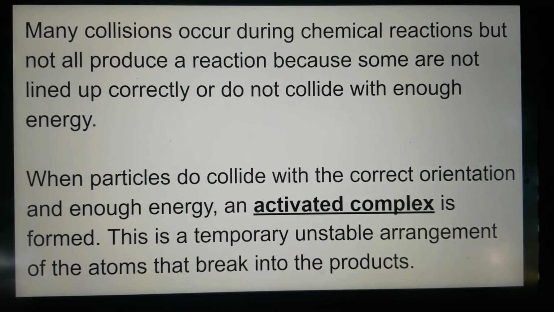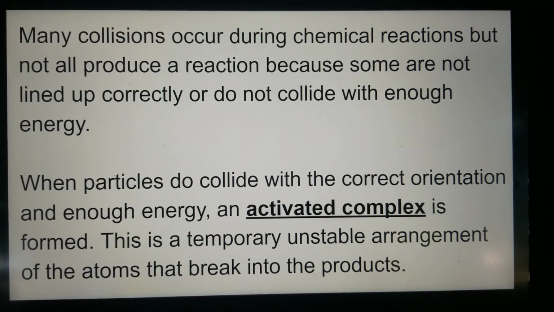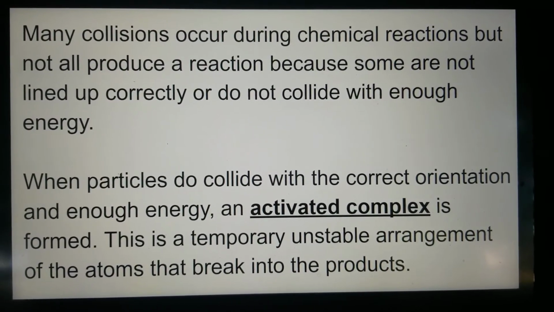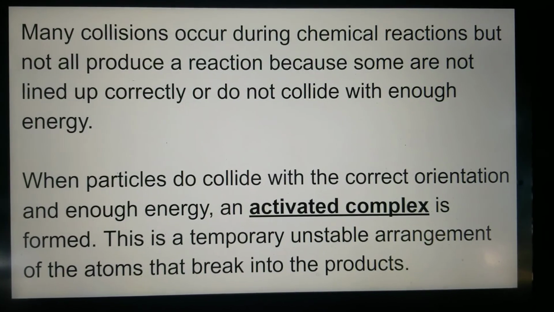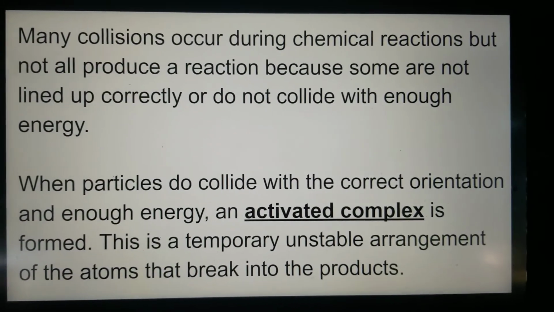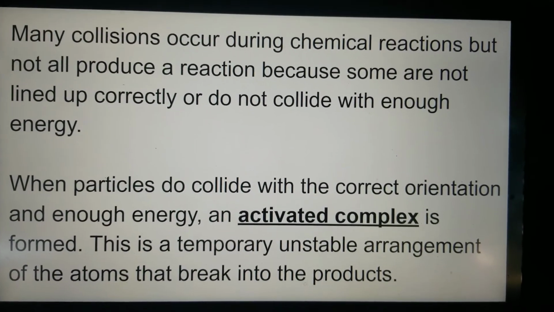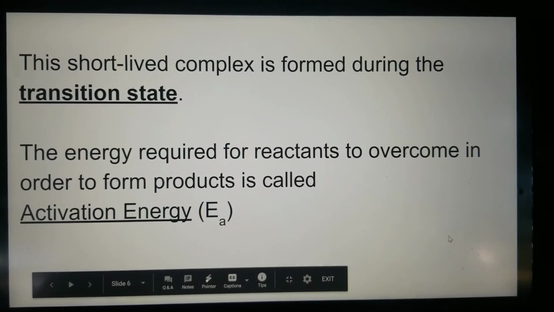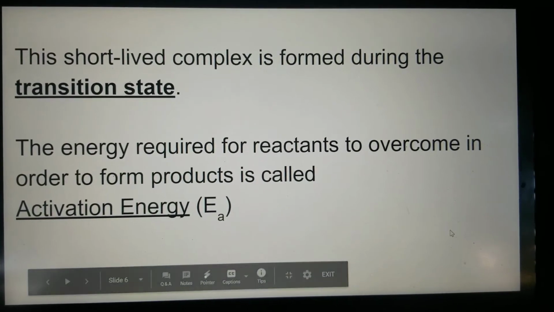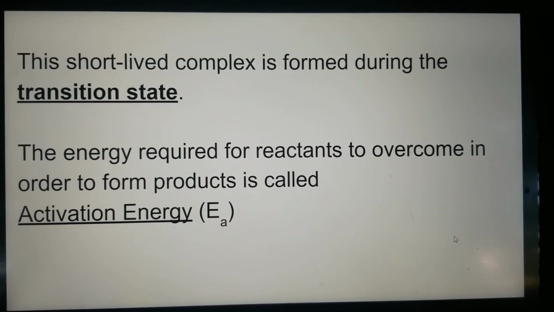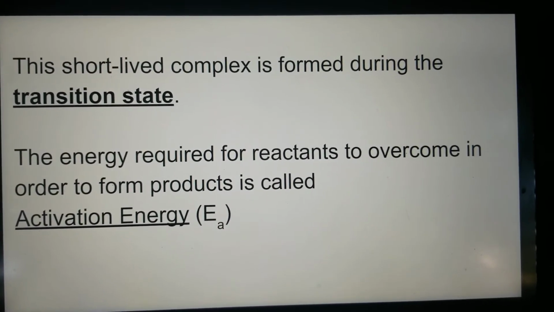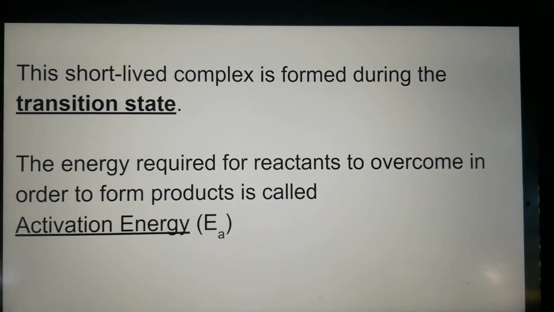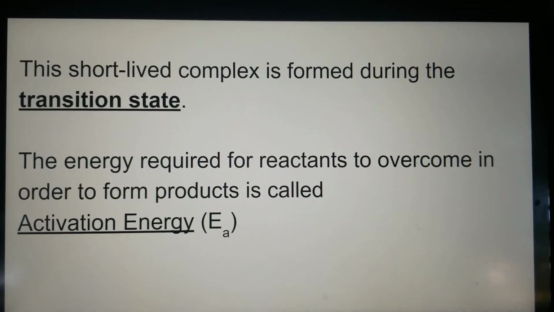Remember when we drew the exo and endothermic graphs? The activated complex is what's formed and lives temporarily in the transition state. It's a very temporary and unstable arrangement of atoms that break apart into the products. So again, when they do form that activated complex, it's at the very top of the hill. Remember the activation energy hill? And that's called the transition state. So the top of the hill is called the transition state.